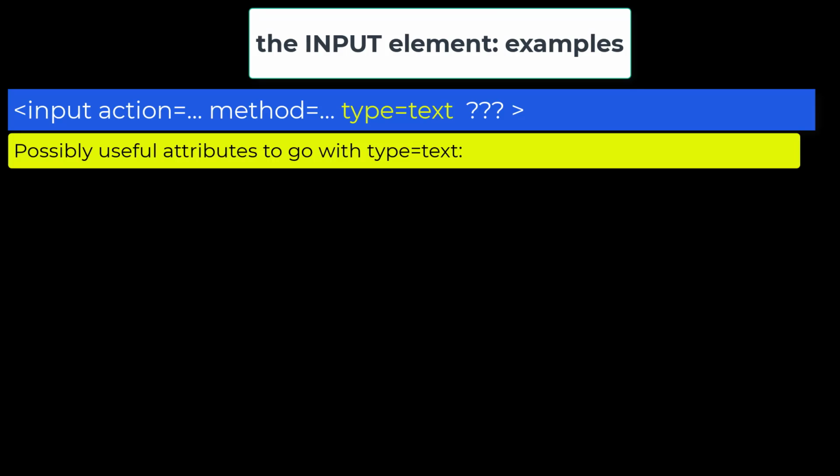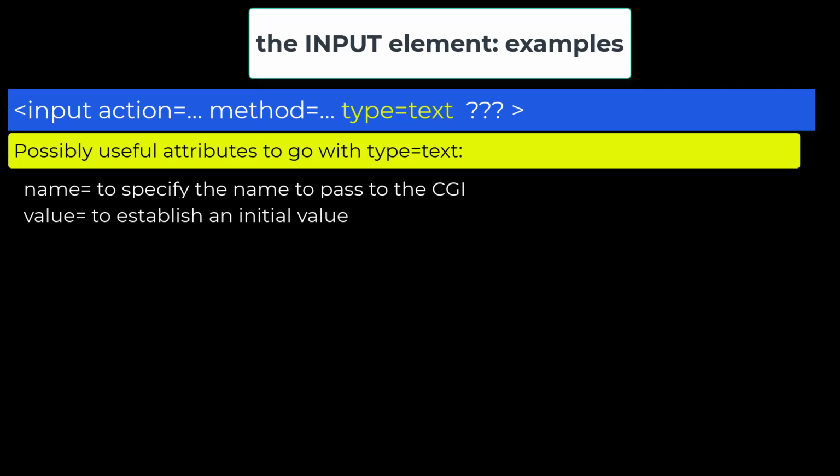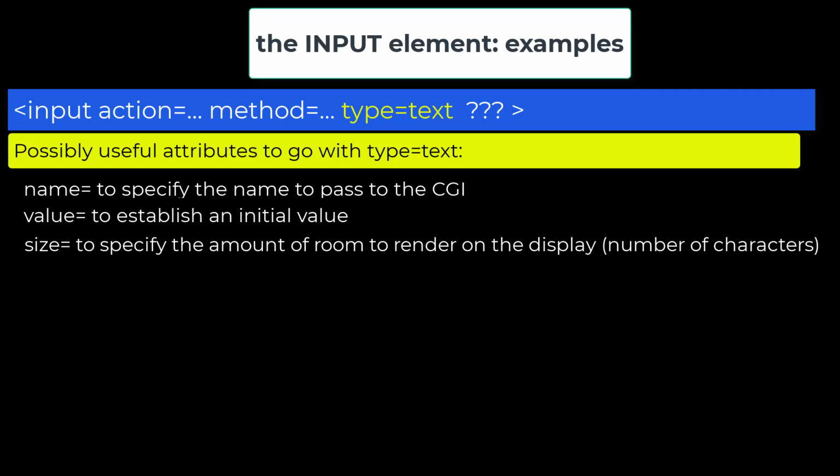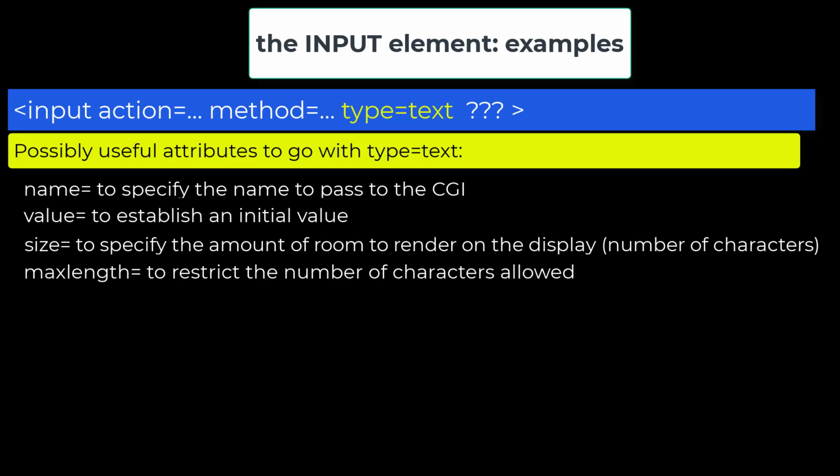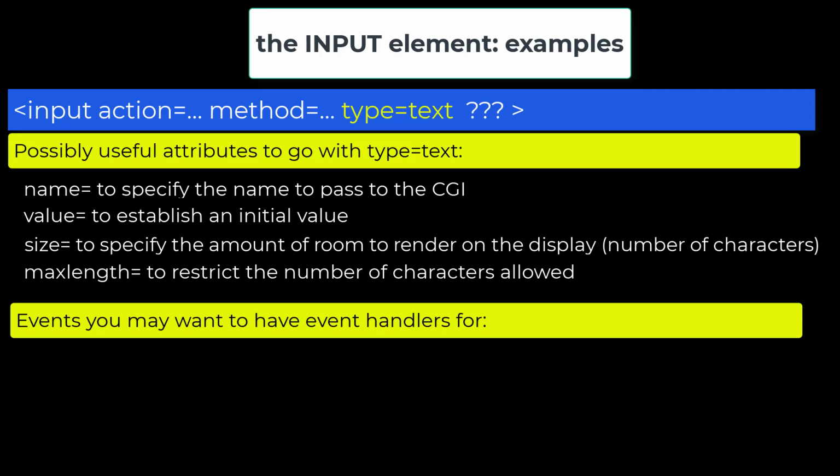So let's explore some input element types. For type equals text, you might find these attributes useful. Use name equals to specify the name passed to the CGI. Use value equals to establish an initial value. Use size equals to specify the amount of room to render on the display, the number of characters to reserve space for on the screen. And you might use maxlength to restrict the number of characters to enter. Events you may want to provide handlers for: click, double-click, focus, blur, select, change. These last four are new and discussed later.